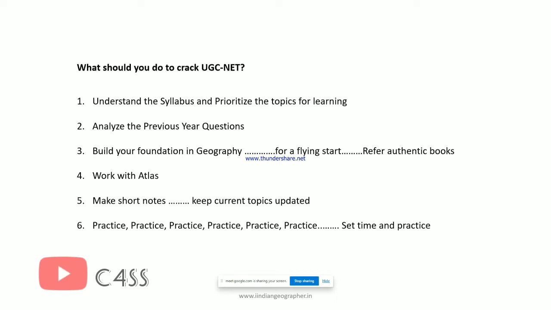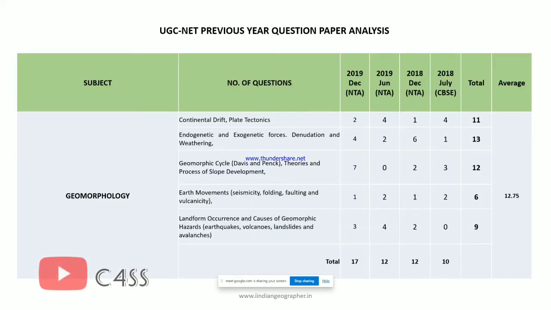I have done this for you, taking a lot of time. We'll just go through syllabus by syllabus, or topic by topic. This is from previous years' question papers from 2018 and 2019, and you can see this 2018 July paper was done by CBSE, and the rest were all done by NTA.